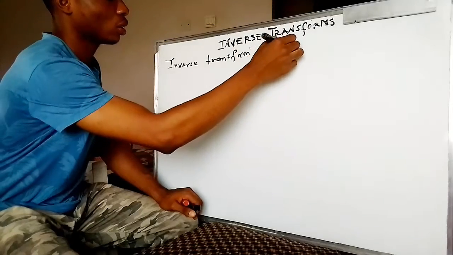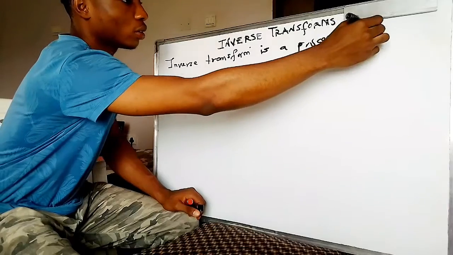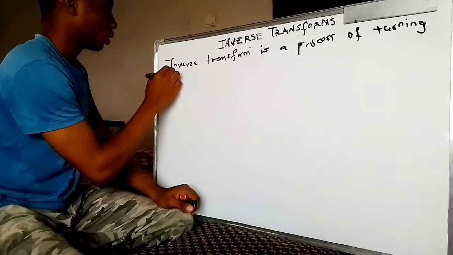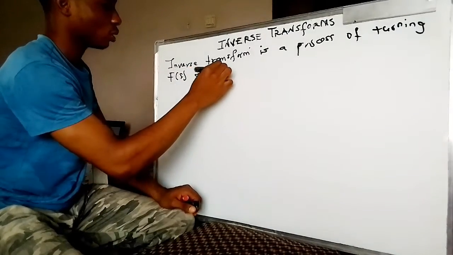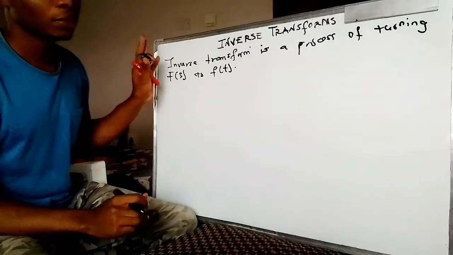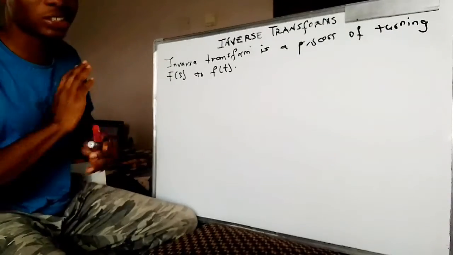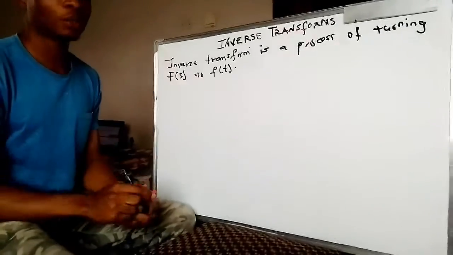it's a process of turning F(s) to f(t). I broke it down in this way so that you can easily comprehend what it's all about. It's not actually something very complex. It's something very simple. Now I'm going to take one example.